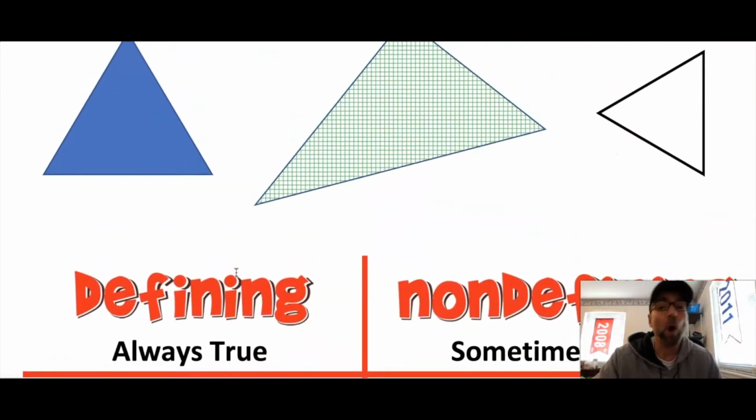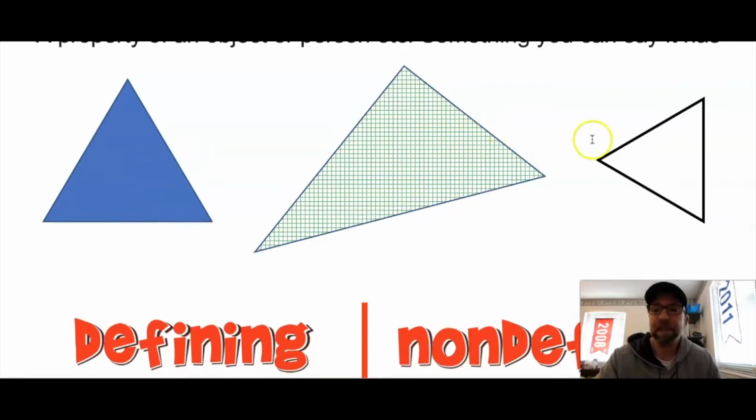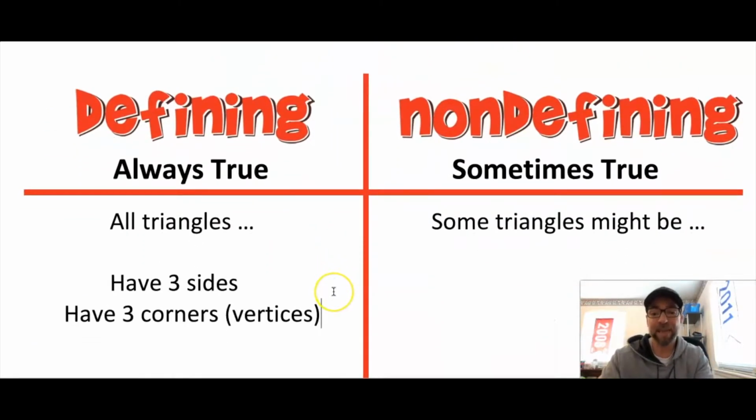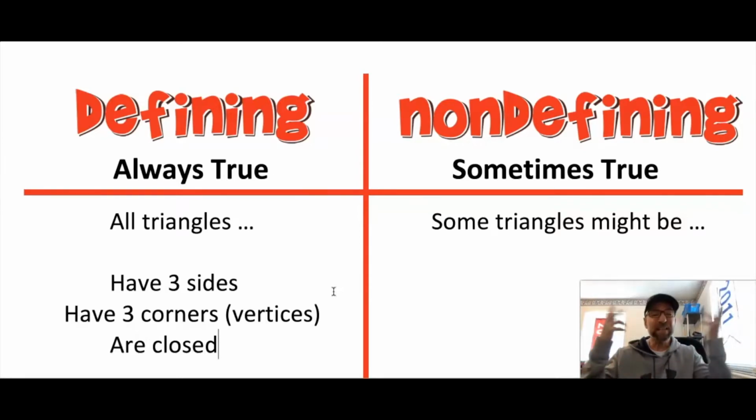Now, the triangles all share something else. Every one of these triangles is closed. If I was inside the shape, I wouldn't be able to escape it. I like to think of if I had a little doggy inside. The dog would not be able to escape. There's no doors, there's no openings. And we say that all triangles are closed. And those are the defining attributes of a triangle.